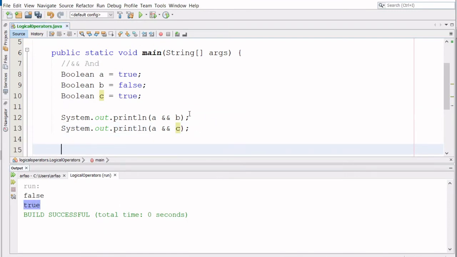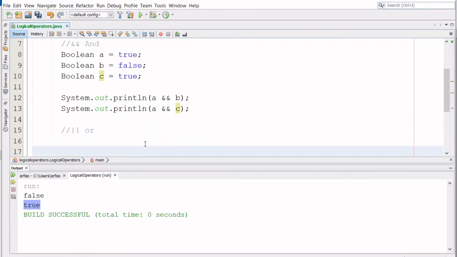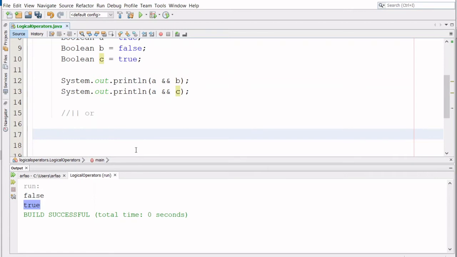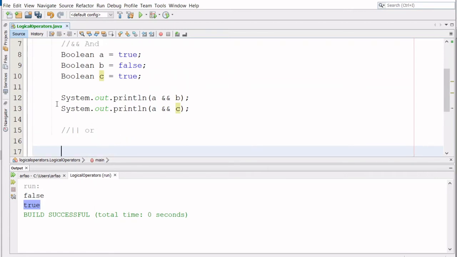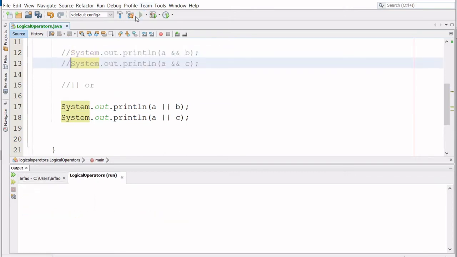Okay, so now let's take a look at the OR operator. The OR operator works in a different way, where it is enough for one side to be true in order for the whole outcome to be true. Now, let's find out for both of these. Say we want to find out A or B, and also A or C. Now, A is true, B is false. So the outcome of true or false is going to be true because one of the sides is true. Okay, so let's comment these out just so we only see the result of those two.